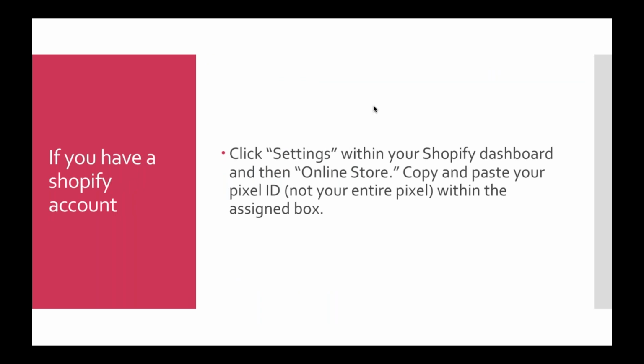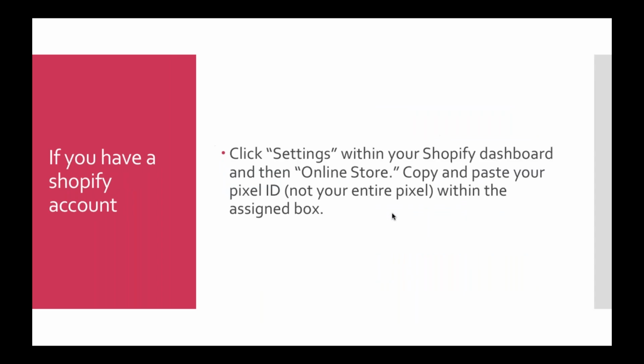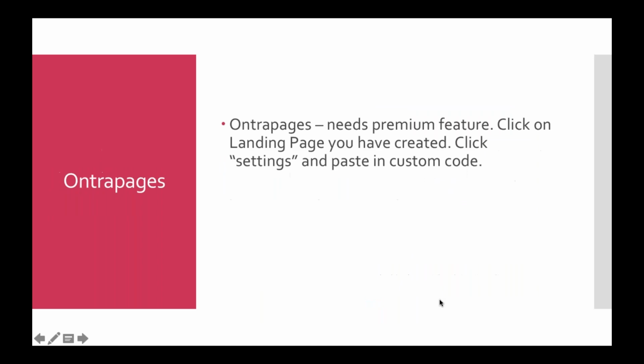Now, if you have a Shopify account, which Pauline does, what you do is you click on settings within your Shopify dashboard, and then you click online store and you copy and paste your pixel ID. So you don't paste your entire pixel code, you just paste the pixel ID, which was basically the blue highlight that I showed you guys before. So that would be that number, the 215 number. That's going to be different for everyone's account. So if you have a Shopify account, that's what you do. And that's where it will show up in the settings in the Shopify account.